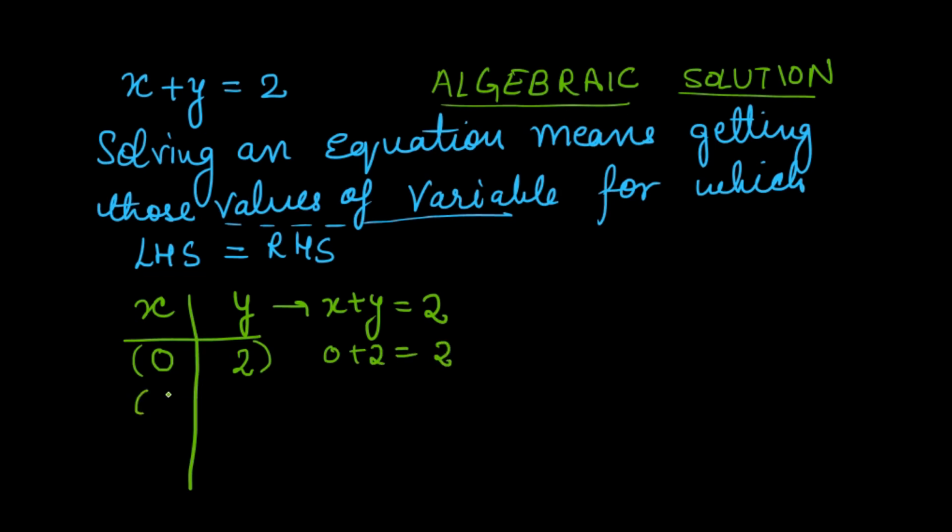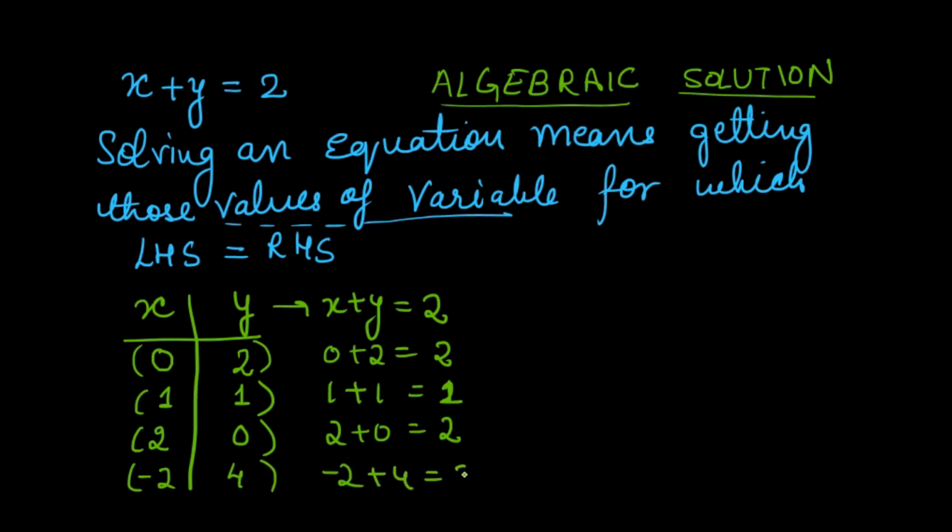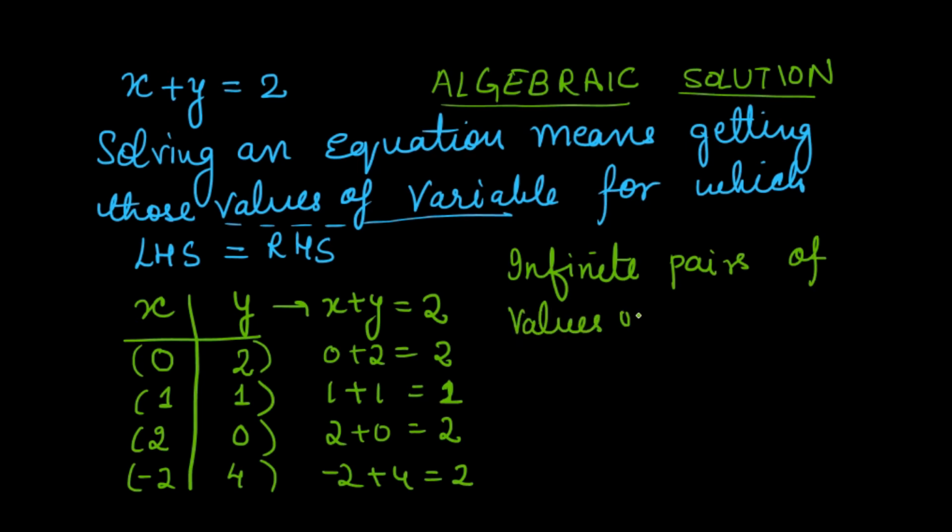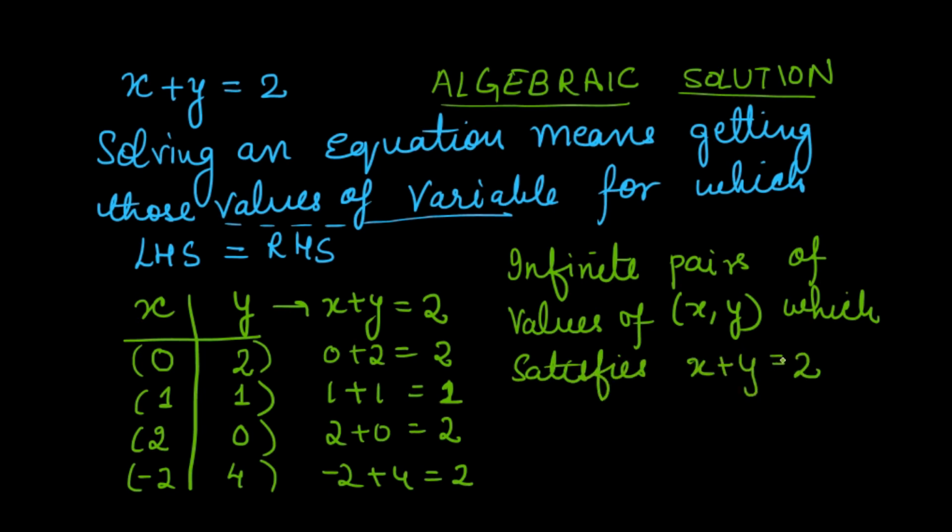If I take x is 1 and y is 1, then 1 plus 1, which is 2, is equal to the right hand side. If I take x is 2 and y is 0, then again 2 plus 0 gives us a 2. Or maybe x is negative 2 and y is 4, then again negative 2 plus 4 gives us a 2. What do we see? That we can have infinite pairs of values of x and y which satisfy x plus y is equal to 2, and that is true with any linear equation in 2 variables.